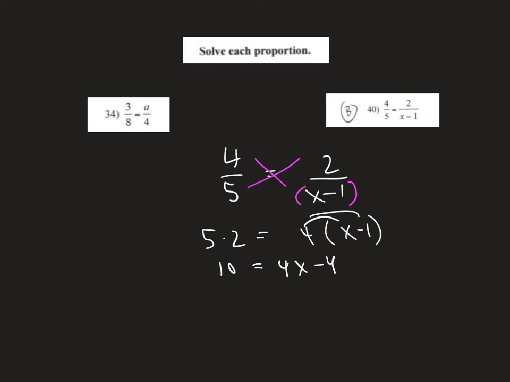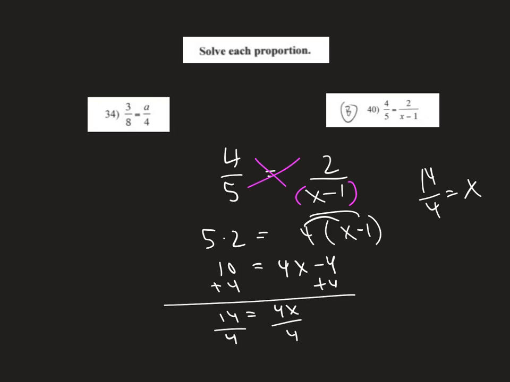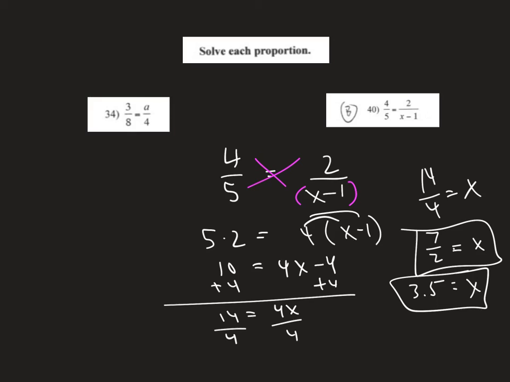Let's isolate that variable, move everybody away who's not attached to x. So 4 is being subtracted. The opposite is addition. So I'm going to add 4. 14 is equal to 4x. Divide by 4, as that's the opposite of multiplication. And I'm going to get 14 fourths, right? 14 fourths is equal to x, or 7 halves is equal to x, or x is equal to 3.5. So either one of these answers is satisfactory.